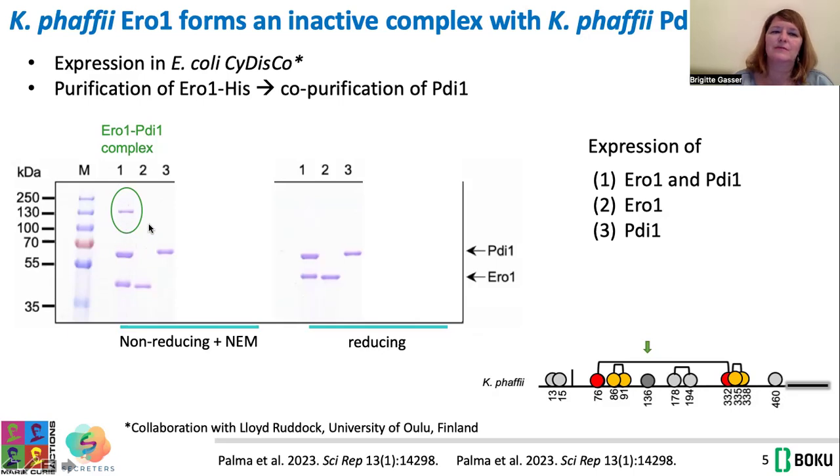And when she performed a reducing SDS-PAGE, you could clearly see that this complex was gone, indicating that it was a covalently formed ERO-PDI complex through a disulfide bond. She further set out to find out which cysteines are responsible for this by mutating, again, several of them to alanines. And she could then confirm that it's cysteine 136 that is responsible for this complex formation.